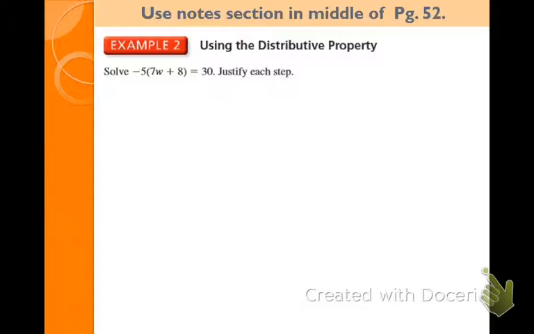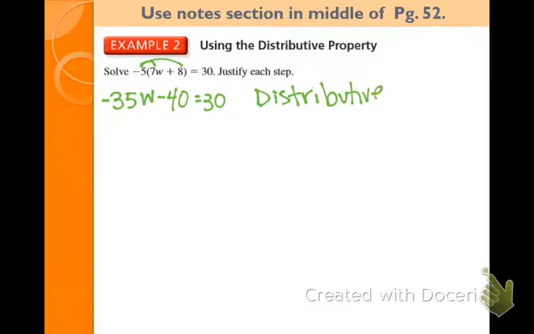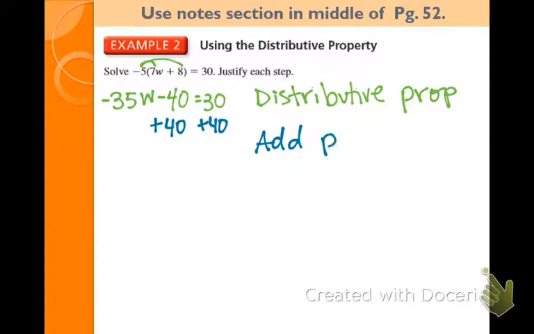What's my first step? Distribute. So minus 5 times 7w is negative 35w. Minus 5 times 8 is negative 40. So that is my distributive property. Again, it is not of equality because you did it on one side. What's my next step? Add 40. So that's my addition property of equality.